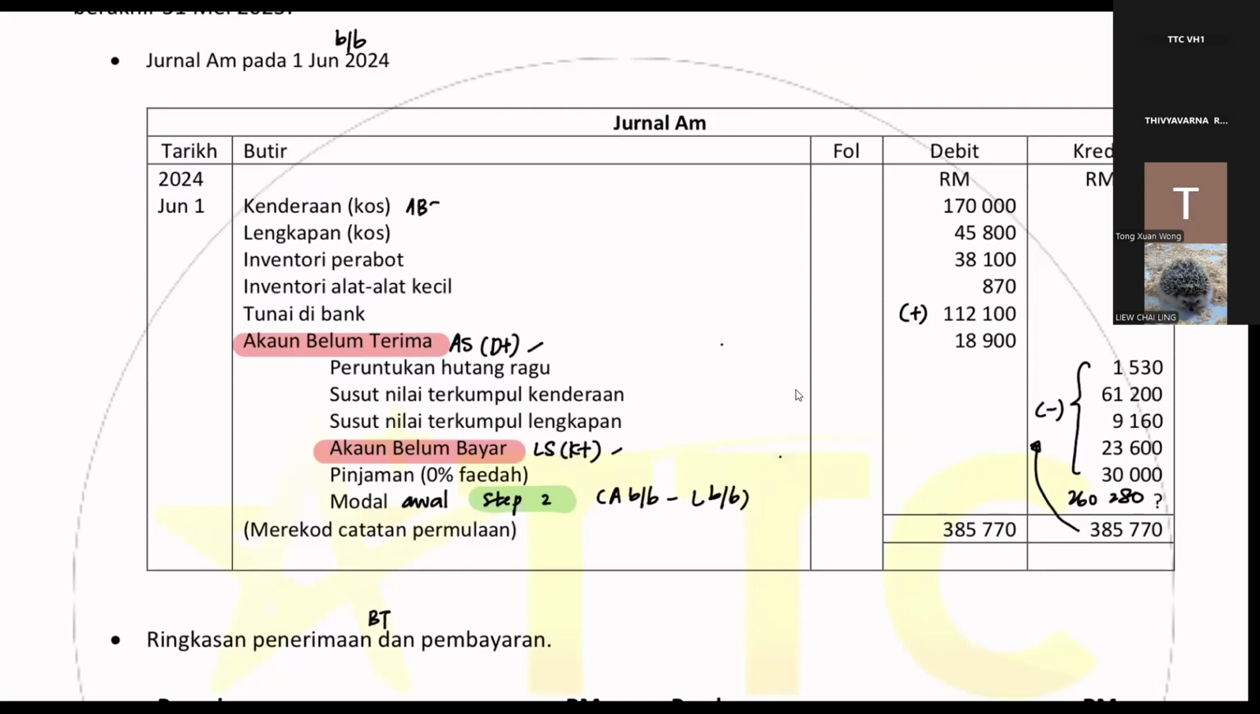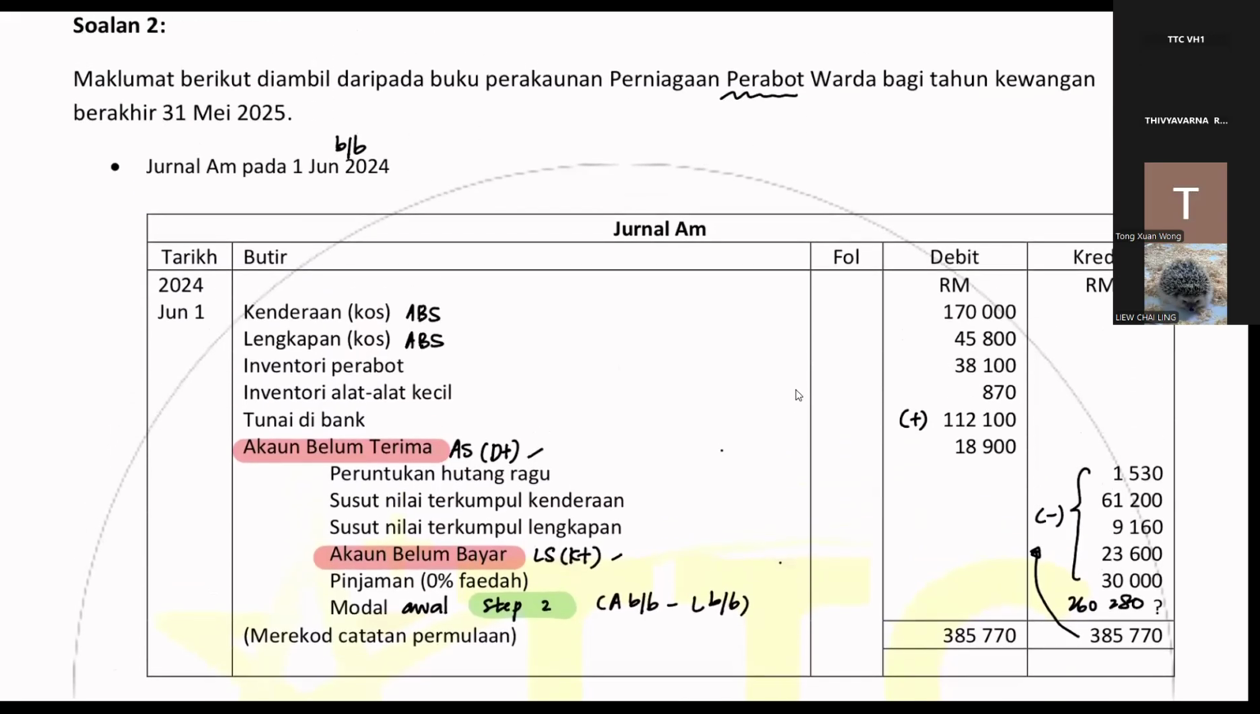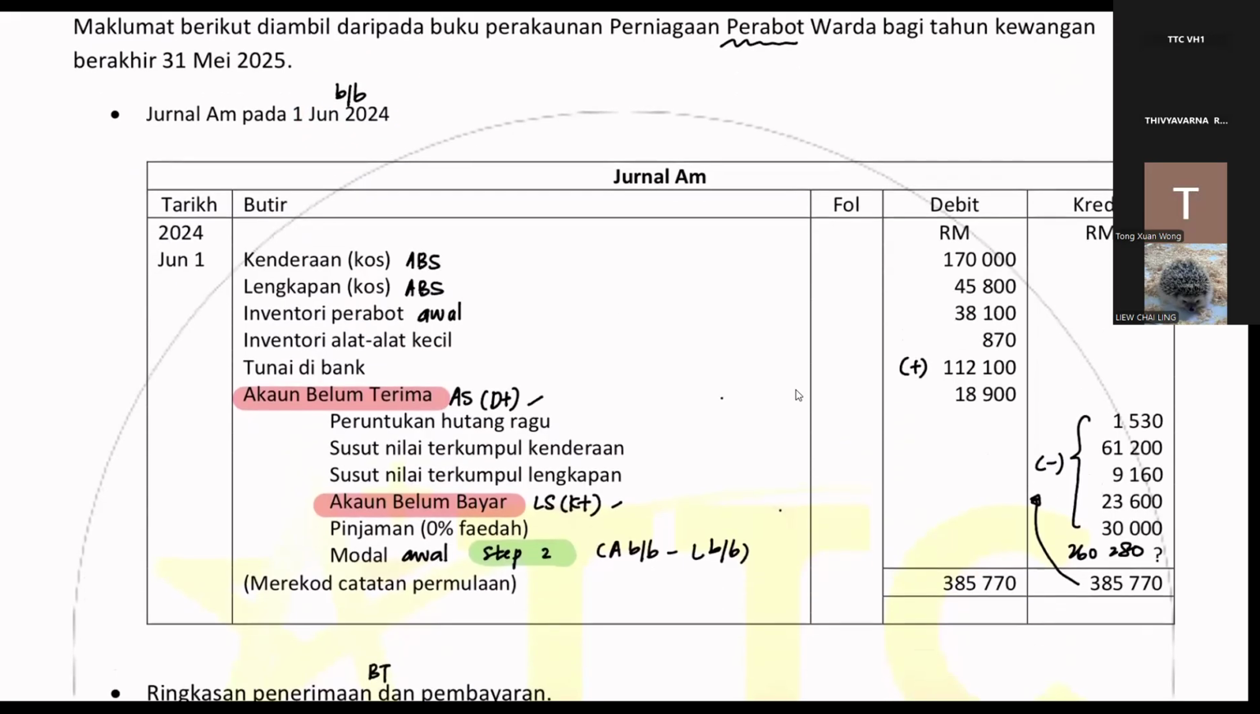Kendaraan ABS. Lengkapan ABS. Inventory perabot. Remember, our shop is selling perabot, right? So it is inventory awal for us because it is Baki BB. Okay. Then inventory alat kecil.